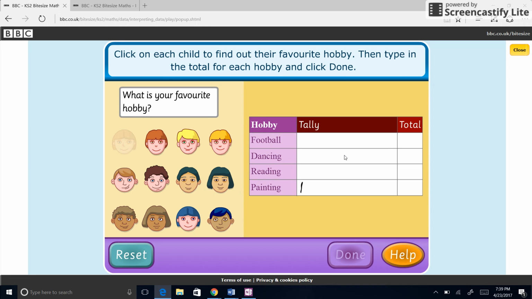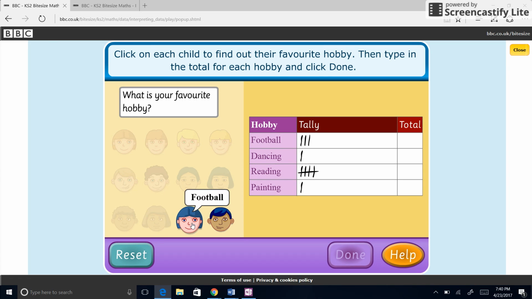This is one of the ways that helps us collect all the data so we have it all together in one spot, and then we can count it all up at the end and write our totals over here in the total spot. So why don't we go through each child and find out what their favorite hobbies are. Football, reading, and we're going to continue going to all of the children until we're done.